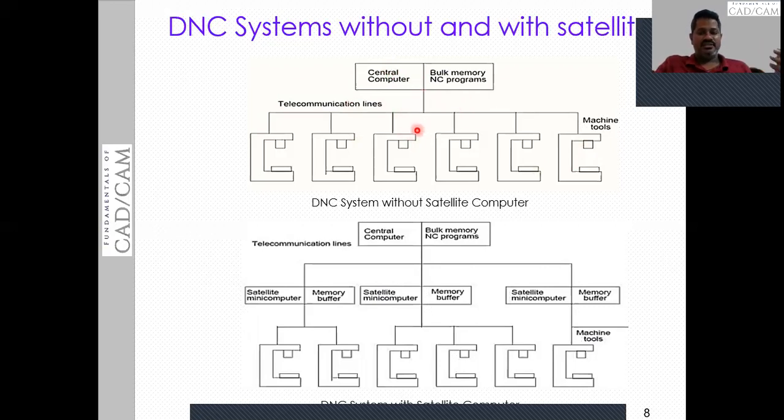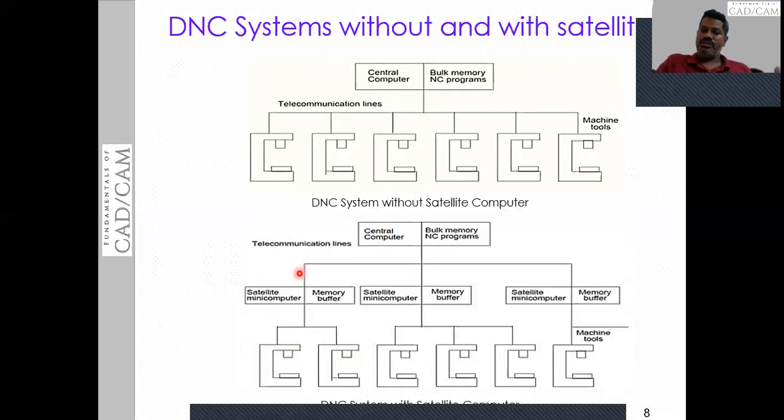But as I said just now, there are a lot of problems when you connect a number of machines directly to the central computer. Every time the machine gets the data from the central computer, the network will be busy. To avoid that problem, a satellite mini computer is introduced between the main computer and the NC machine tools.